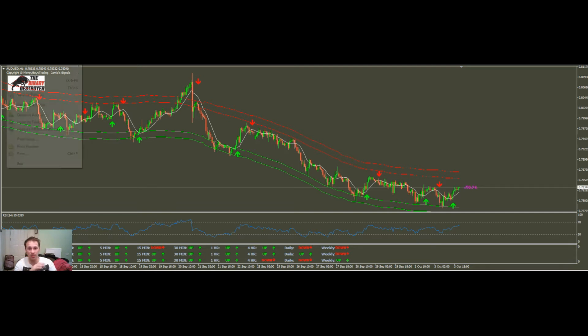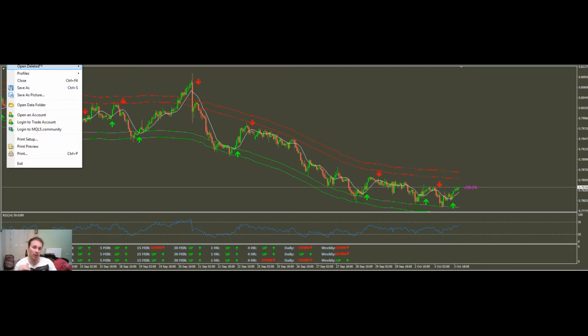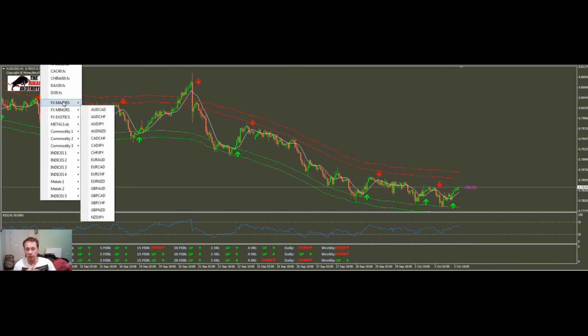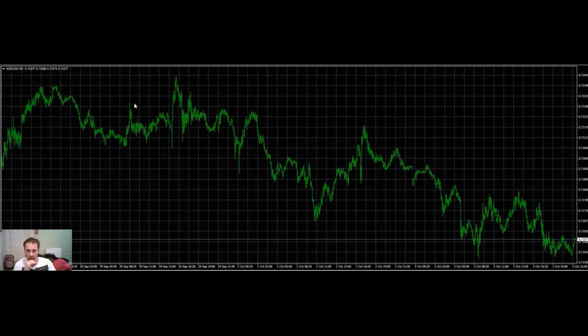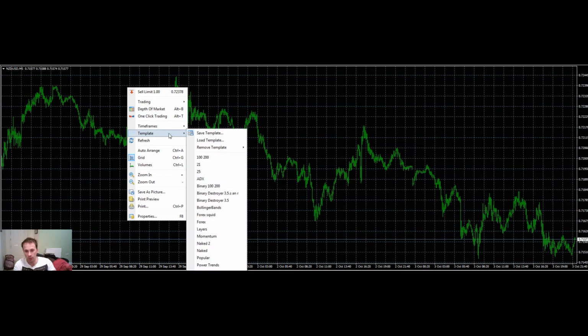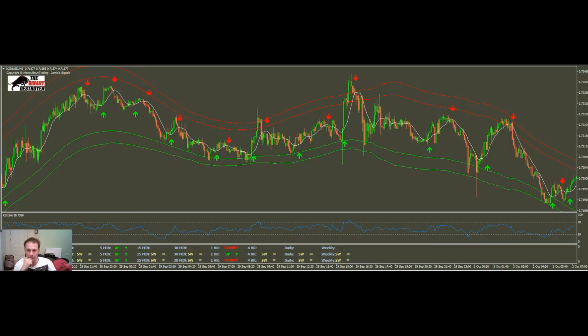So let's just pick a random pair, something like NZD USD. I've never really traded this pair, it's not something I do, but I just want to show you how I would analyze the market with forex.